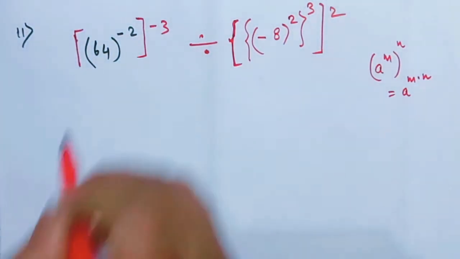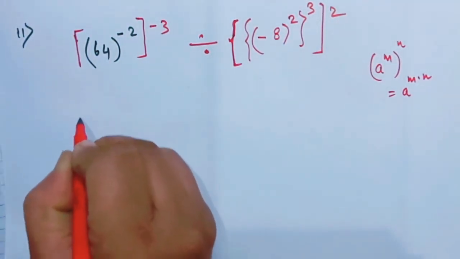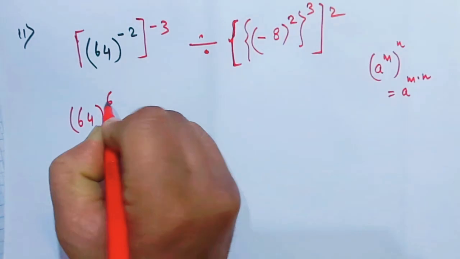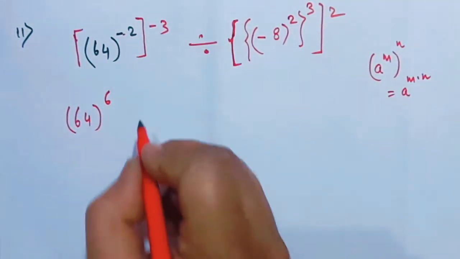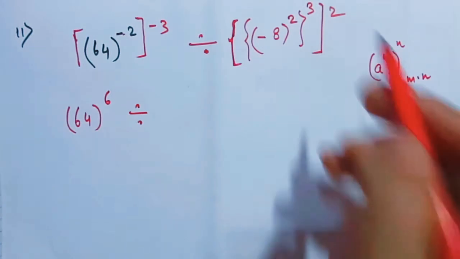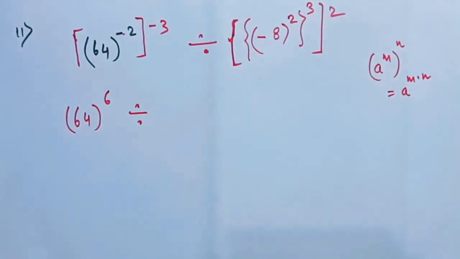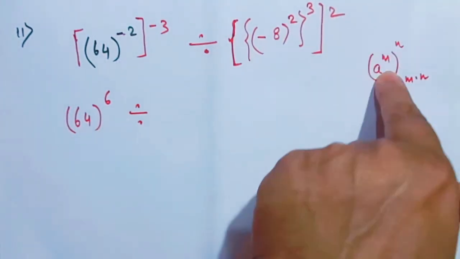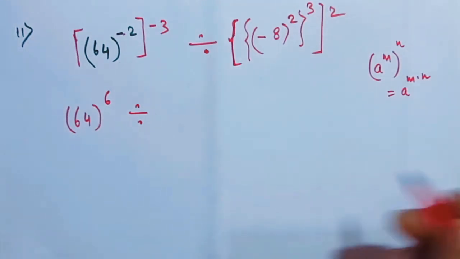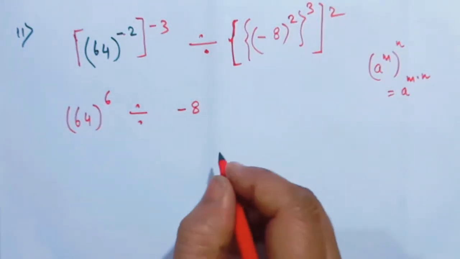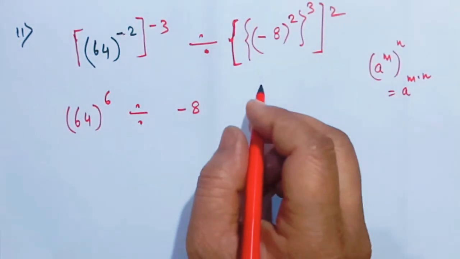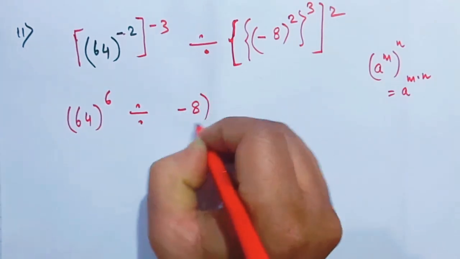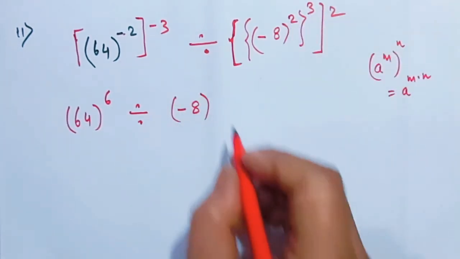First, let me remove these two powers. So here you will have 64 to the power 6 minus 2 into minus 3, which is equal to 6. Then, divided by all these three powers will be multiplied, because if you have a to the power m to the power n to the power z, for example, all those powers will be multiplied, divided by minus 8 whole to the power, first let me multiply, whole to the power 3 2s are 6, 2s are 12.